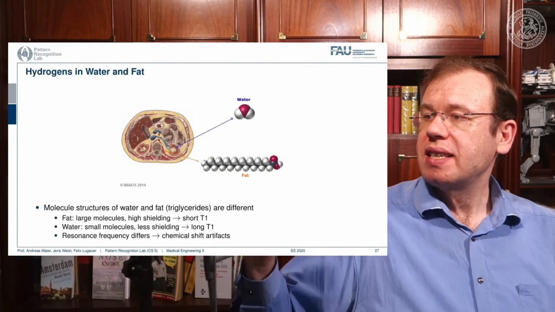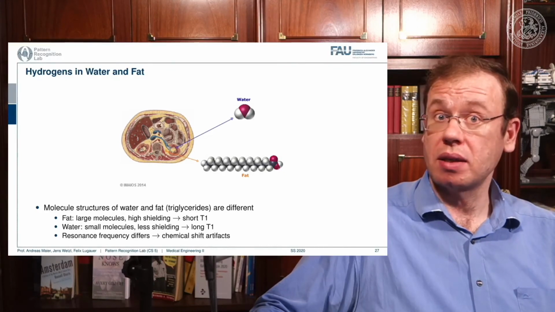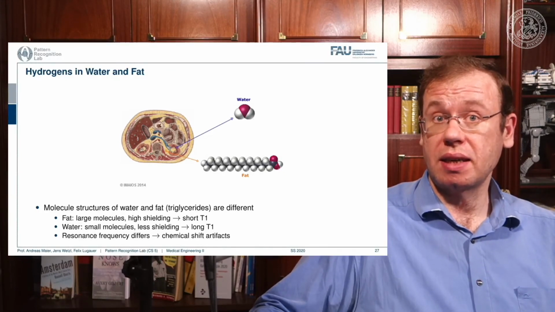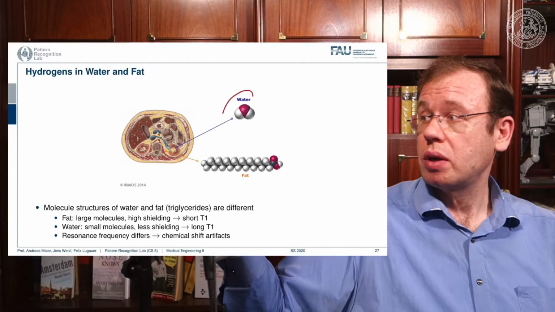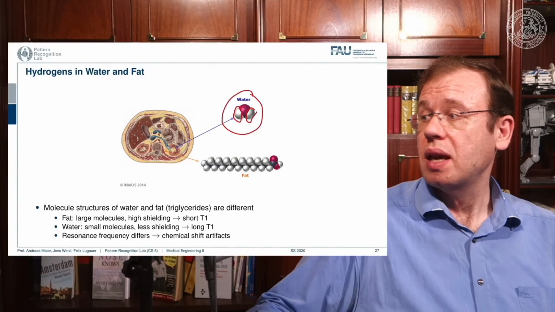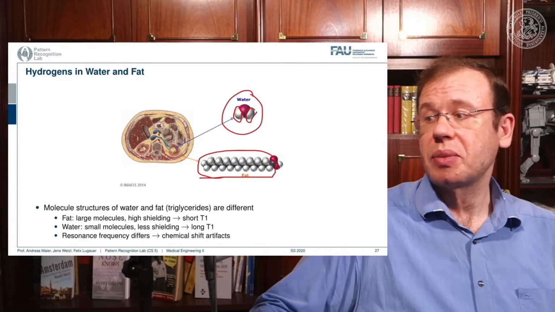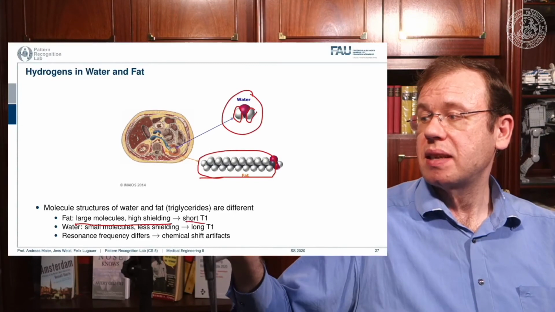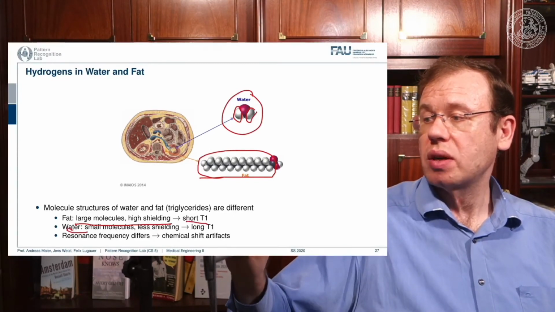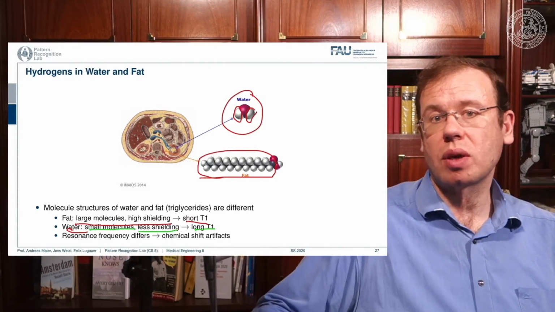What I already hinted at is that there is a difference in the local magnetization depending on the type of molecule that the hydrogen atom is actually in. So if you have water, then our hydrogen is not in a strong binding. But if you have fat, you see that there is a very different local magnetic field. So in fat you have large molecules and high shielding, and this means there's a short T1. And in water you have small molecules and less shielding, so you have long T1 times.